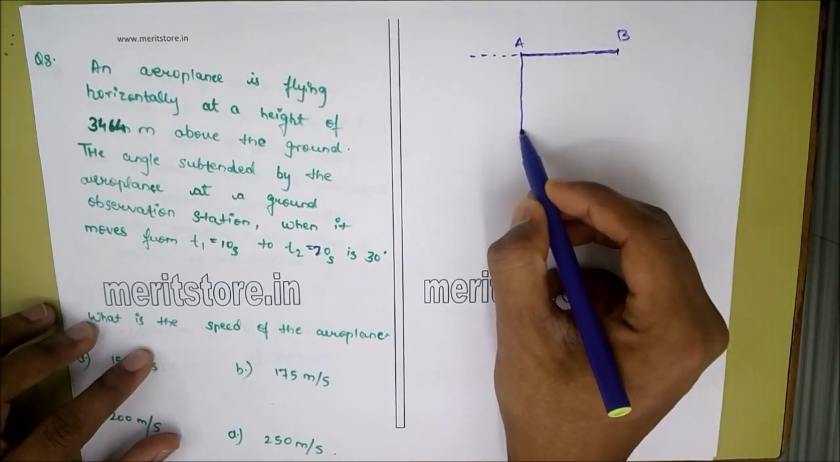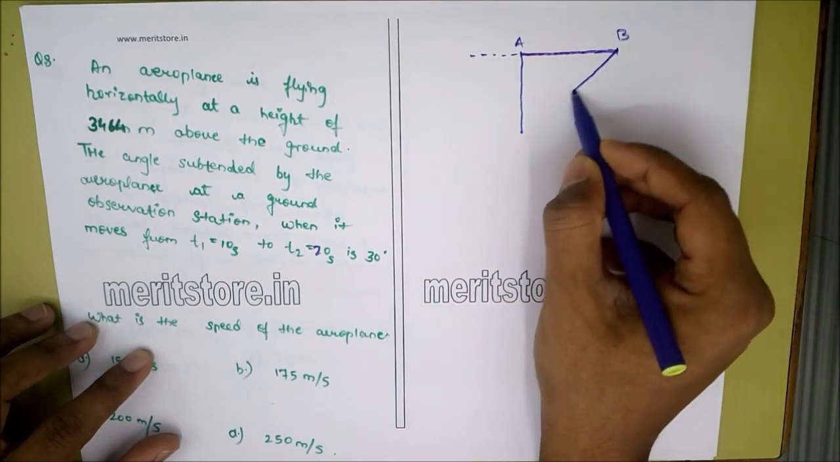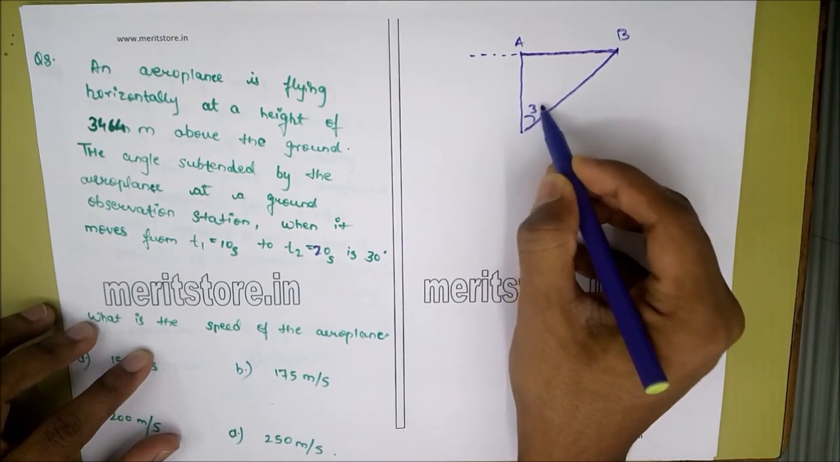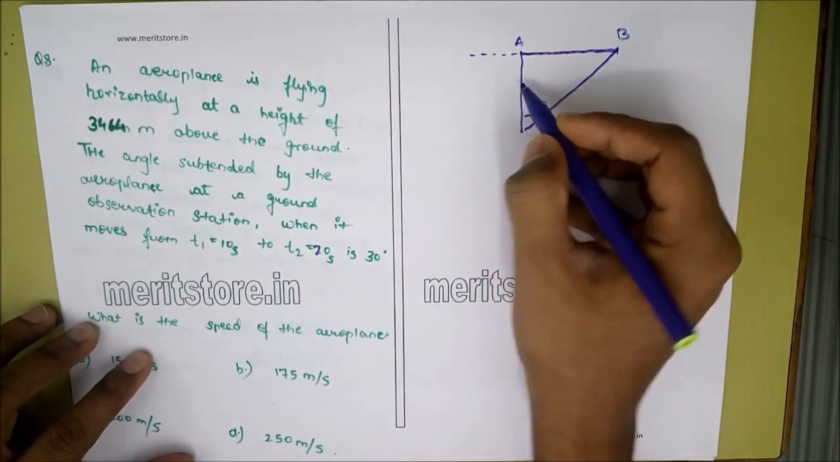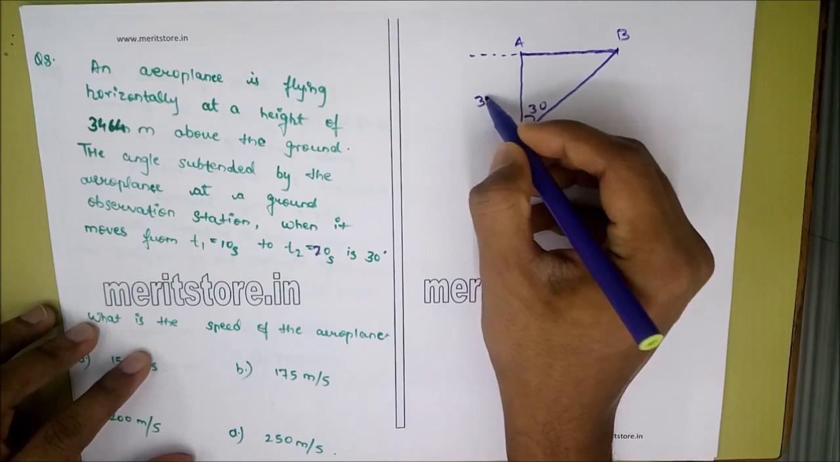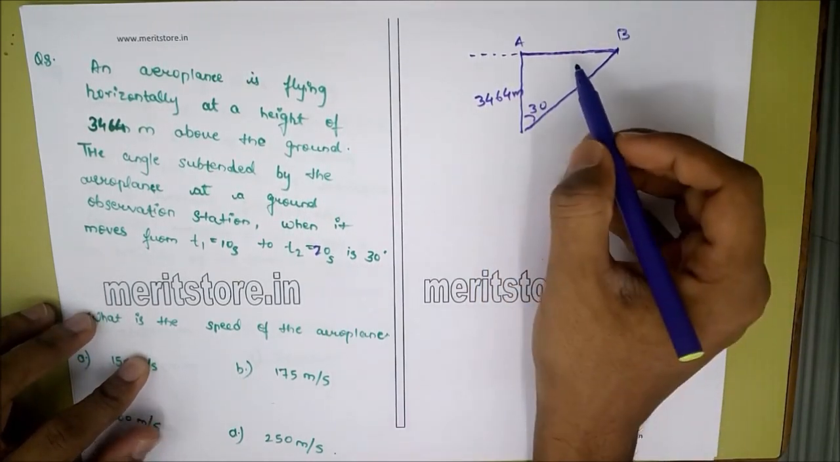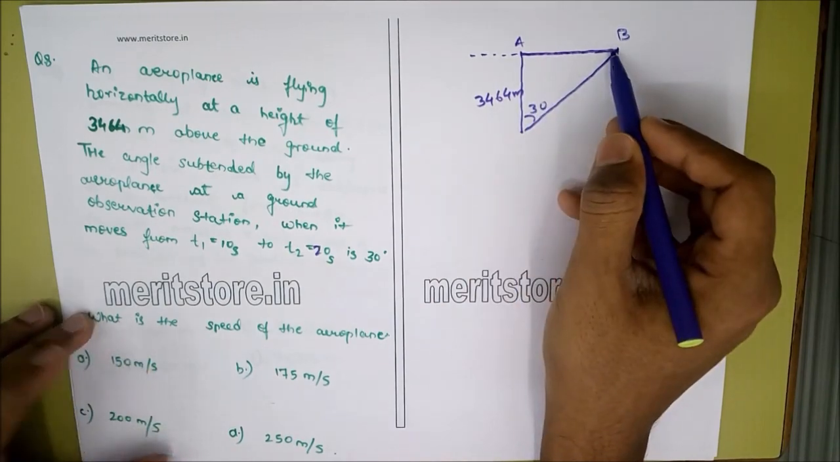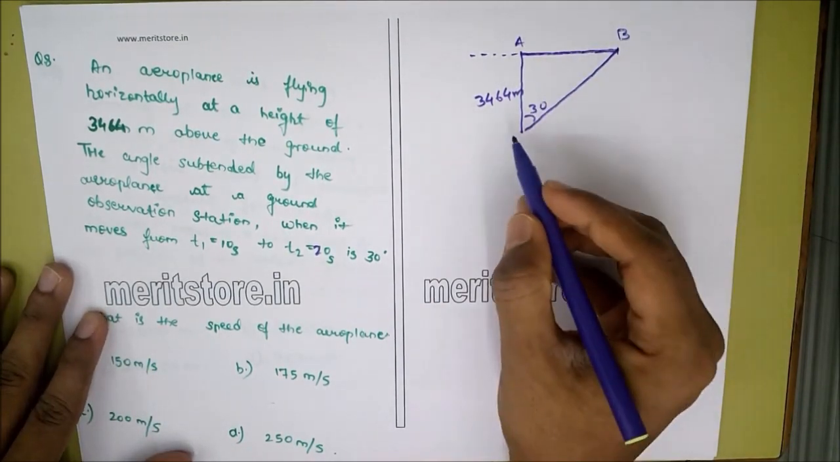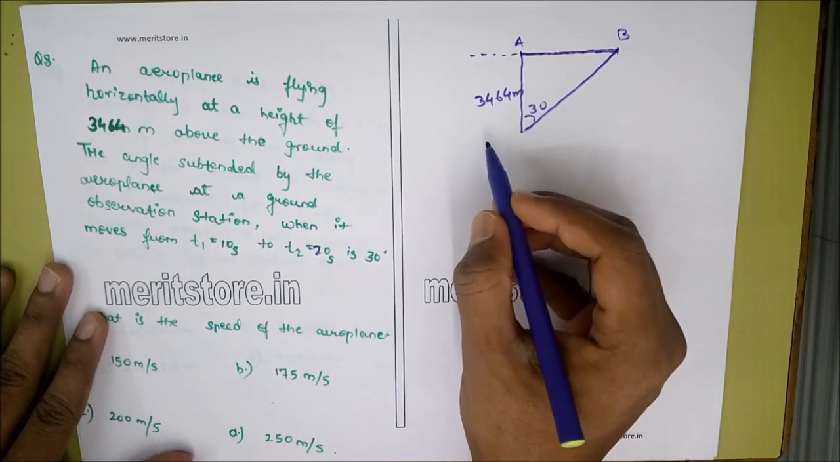So the angle subtended by the point B is 30 degrees, and this is at a height of 3,464 meters. So basically we need to find out the velocity between the points A and B. In order to do that, let's find the distance of AB.